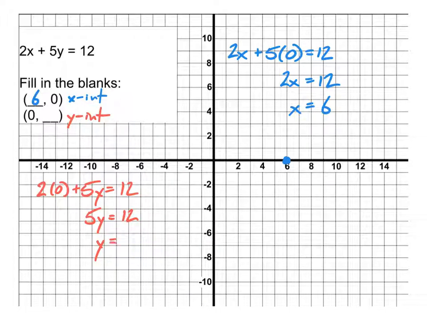So I'm going to end up with doing 12 divided by 5. Yes, that is a decimal. That gives me that 2.4 that I saw crop up earlier. So it's going to be at 0, 2.4. But now I can actually look at plotting that point.